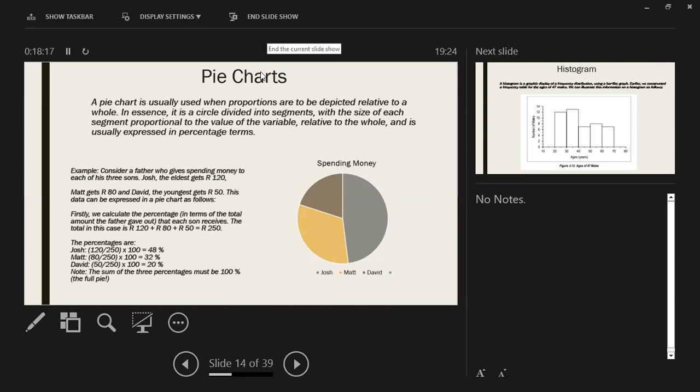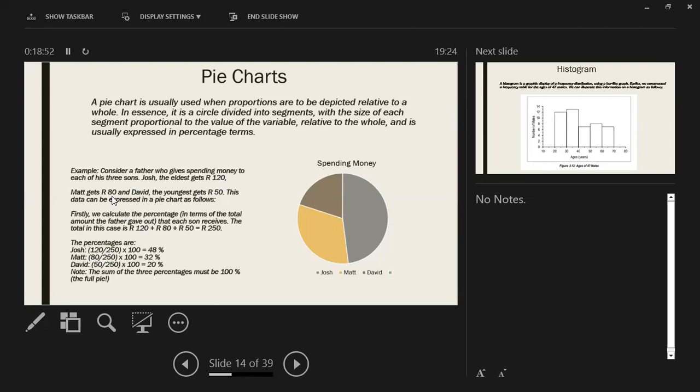as a percentage. So firstly, you need to calculate the percentage in terms of the total amount that the father gave out, that each son received. So the first son got 120, the second son got 80, the third son got 50. If you add all of that, you get 250. Now to find the percentage of the amount that the first son got, you will say 120 over the total amount that was given, which was 250. And then you see that Josh got 48%.